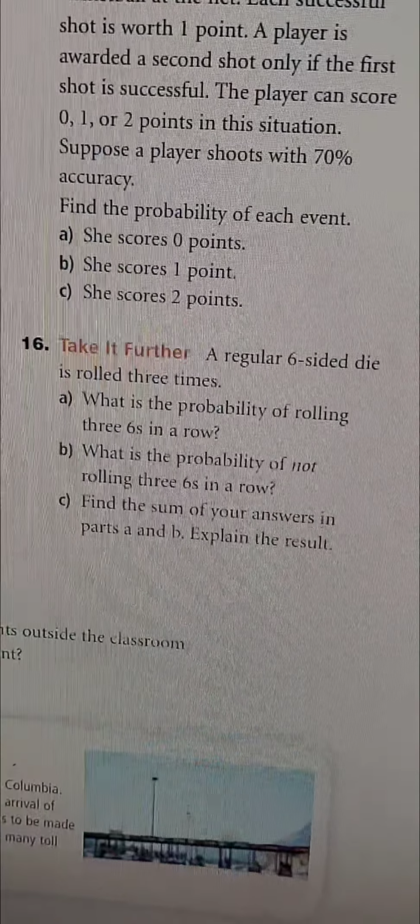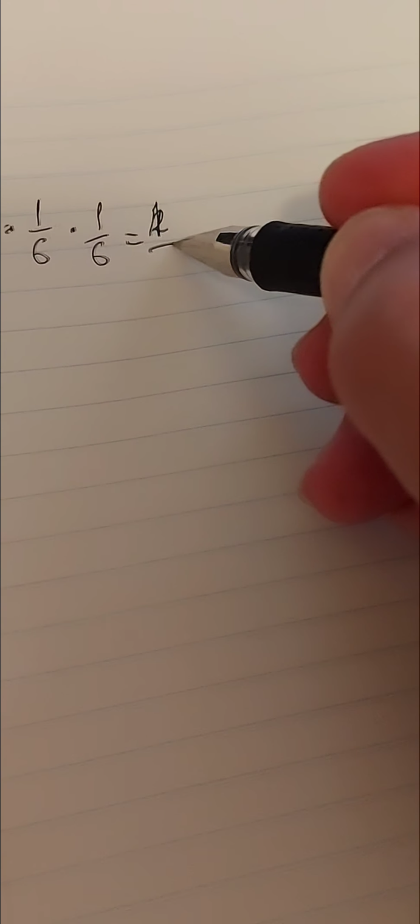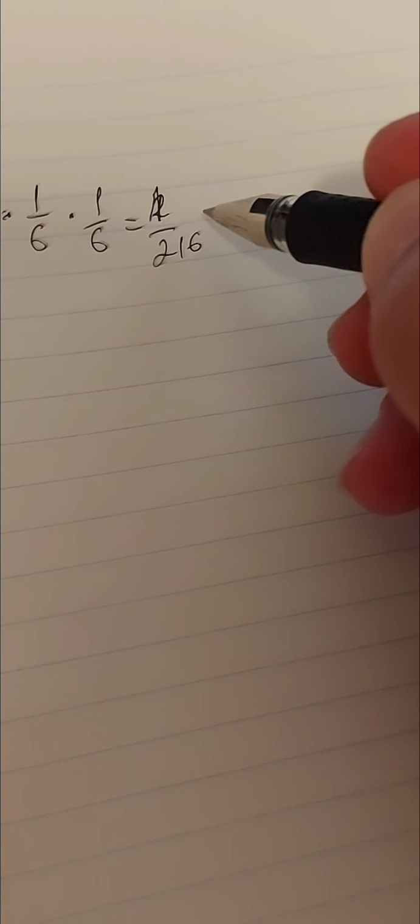What is the probability of rolling 3 sixes in a row? So it's 1 out of 6 times 1 out of 6 times 1 out of 6, and we've got 1 out of 216. Okay, that's good.